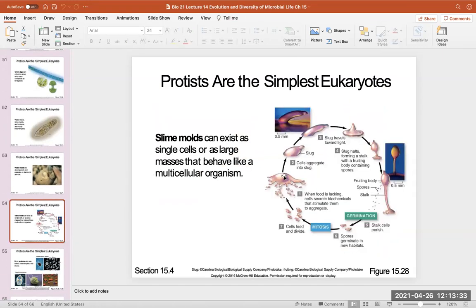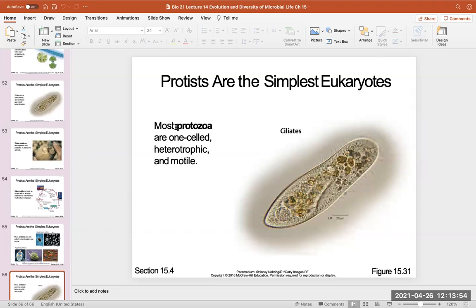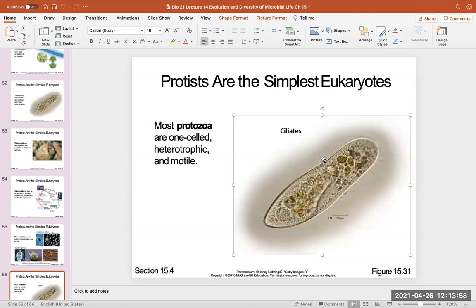Third group, protozoa. So that's the one that behaves like animals. So under eukaryote, you have Protista. Under Protista, the third group you have is protozoa. Under protozoa, you have ciliates. Under ciliates, you have paramecium. So that's what I need you to know. Ciliates are the ones that have these hair-like structures.